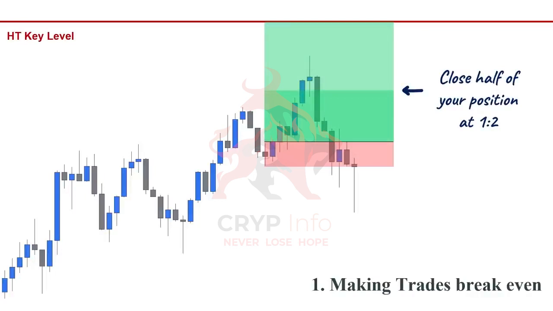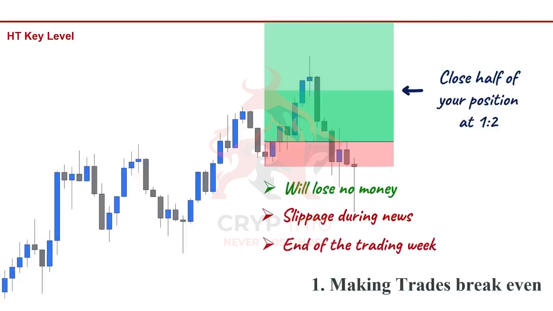Or you can open 2 trades instead of 1, each with half of what you risk, and set one of their targets at 1 to 2. This way, after reaching your first target, even if the price returns and hits your stop loss, you are at break even and will lose no money. Then you can just let the trade run with no pressure and wait for the price to hit your long-term target, or close it when it is necessary. For example, close it when the market might run into slippage during the release of high-impact news or at the end of the trading week.